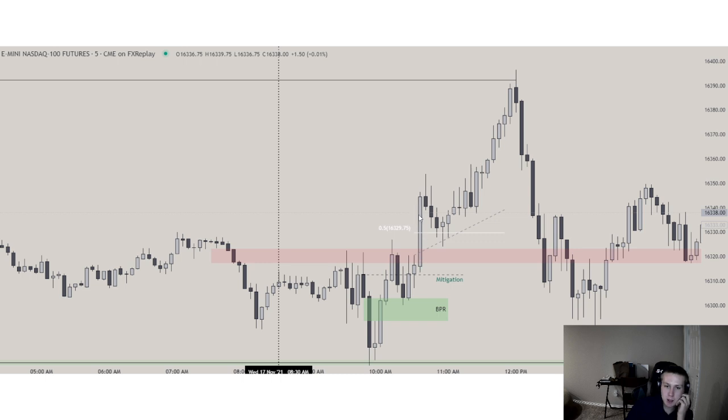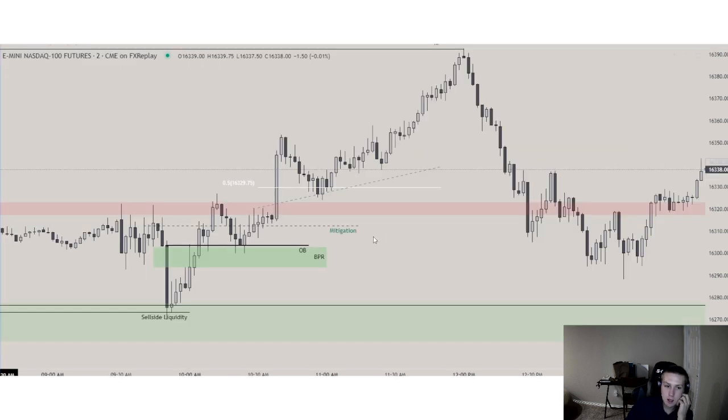We have big displacement, and then this concentrated encroachment. Boom, held perfectly, and then we ride all the way up to that high right there. And that was the delivery that we had within that 10 a.m. expansion. Let's break it down.